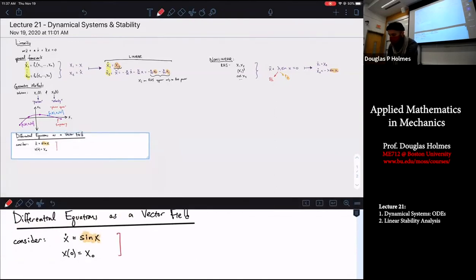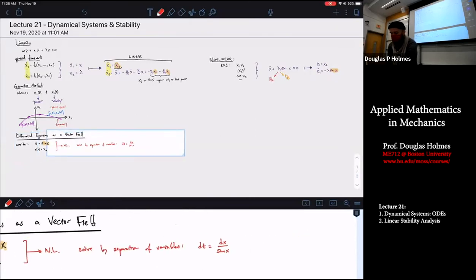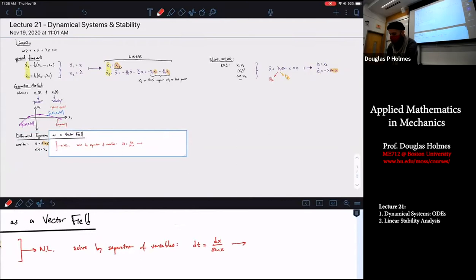I'm going to use NL to abbreviate nonlinear. We can solve this exactly by separation of variables. What we would do is we would say something like dt is equal to dx over sine of x, separation of variables, and then we can integrate to find that t is the integral of the cosecant of x dx.